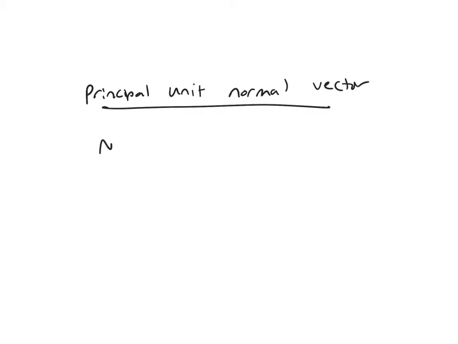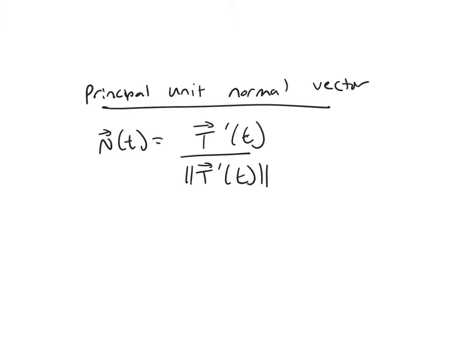So let's continue talking about vector valued functions, and we're going to continue our discussion. We were going to start talking about the principal unit normal vector and the formula for that, N of t. It's the derivative of our unit tangent vector over the magnitude of the derivative of the unit tangent vector. So let's look at the following example.